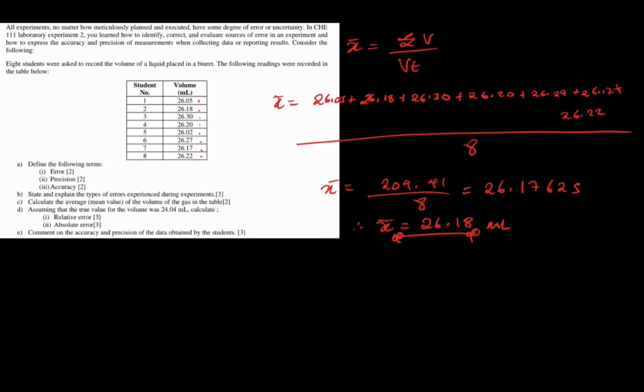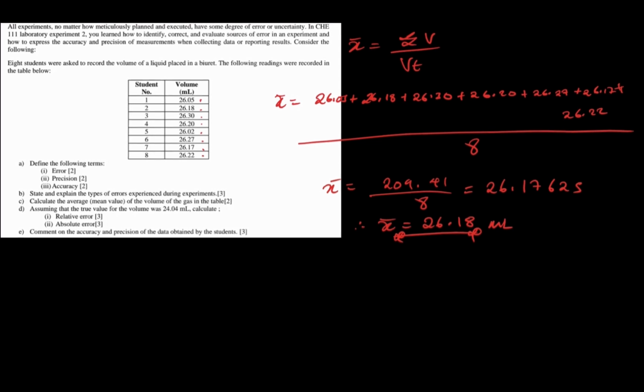All right, so they're saying assuming that the true value of the volume was 24.04 milliliters, calculate the relative error. It's been a minute since I did some relative error questions. We know the true value. The relative error as a formula is mean minus true value, divided by true value, and the whole lot of this is multiplied by 100%.